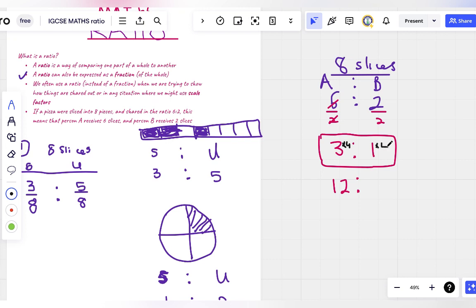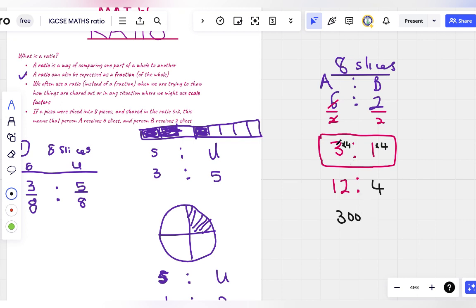If we say person A receives, from this ratio, 12 slices, how many slices of bread will person B receive? Person B will receive 4. 4 times 1 is 4. Okay, so if we say person A receives 300 slices of bread, how many slices of bread will person B receive?